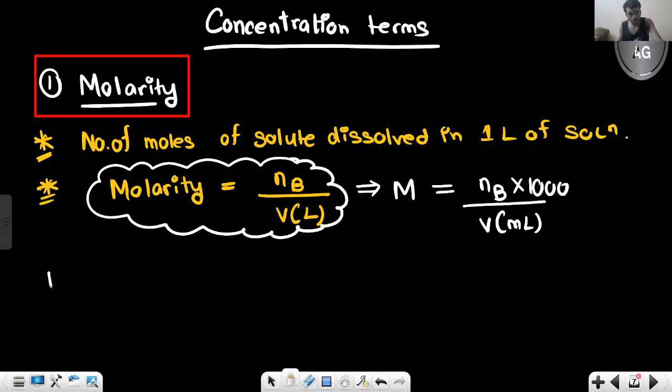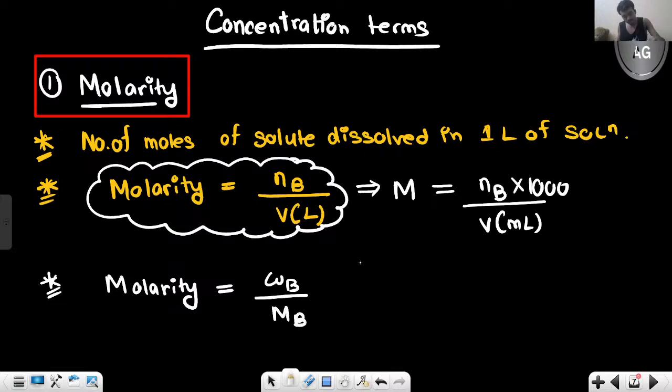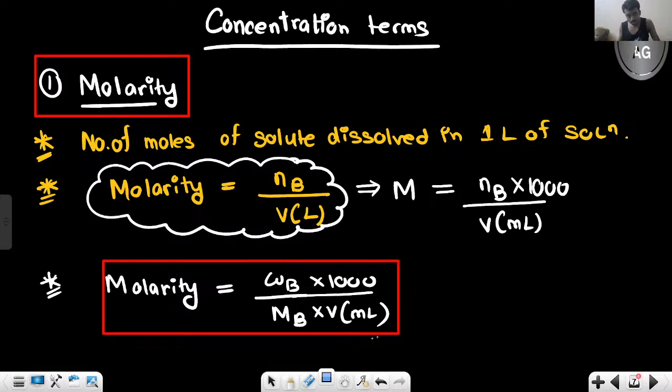The next important formula is the breakdown of n_B. Number of moles is given weight divided by molecular weight. So molarity equals given weight divided by molecular weight into volume in mL, into 1000. The most commonly used formula of molarity is this one. Understood?